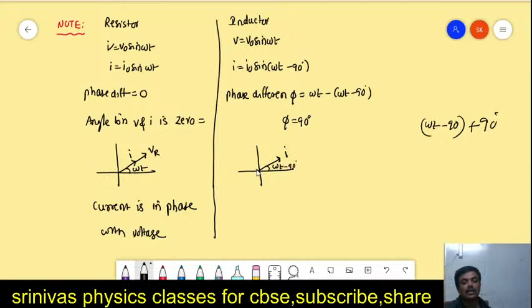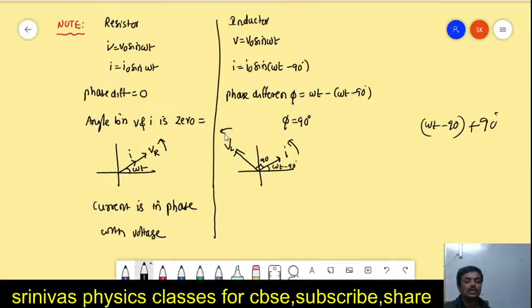You add 90 degrees, then you will get the voltage direction: omega t minus 90 plus 90 gives the voltage. This is the phasor diagram. This is the voltage across the inductance. In this, we are indicating the current and voltage as rotating vectors in the anti-clockwise direction.